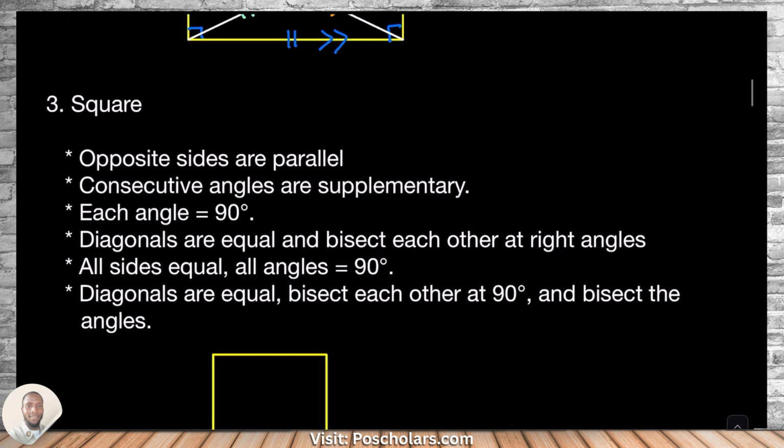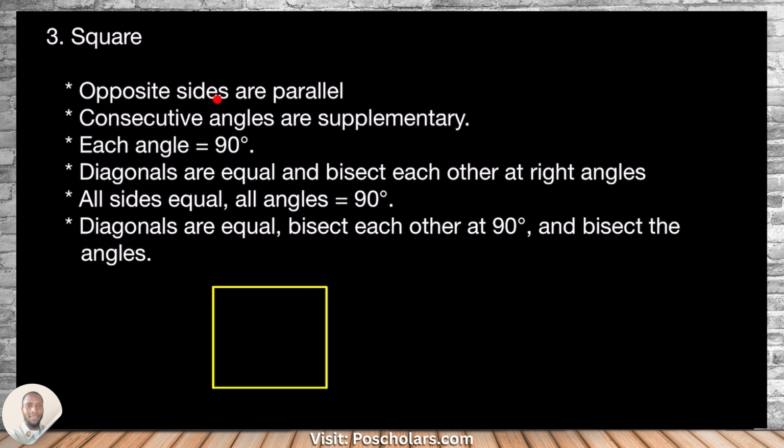Next, square. Opposite sides are parallel, right? That means this side is parallel to this side, and also this side is parallel to this side, right? Next, consecutive angles are supplementary. That's very true because each of the angles in a square is 90 degrees, which will be represented with a small square: 90 degrees, 90 degrees, 90 degrees, and 90 degrees, right?